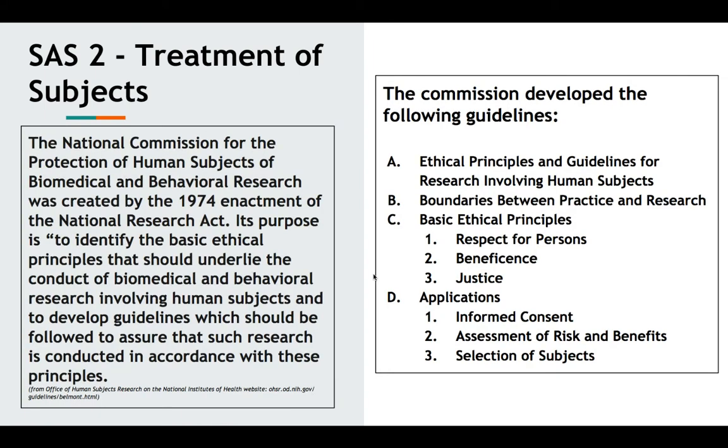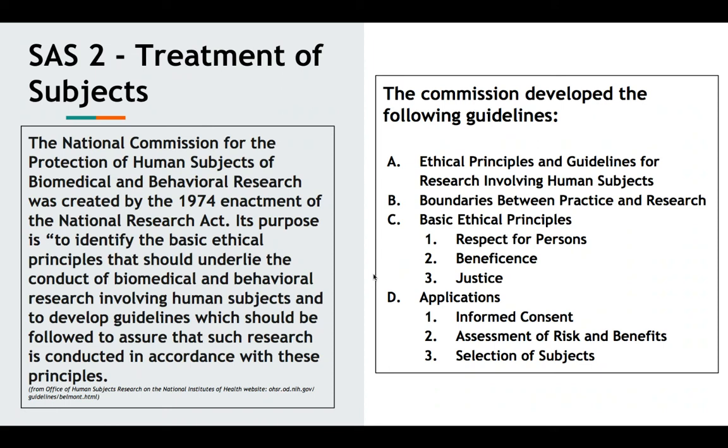So this is something we should really understand, and I would write this down on the right side of this page and understand exactly what it means. This is the gist of this lesson. We're talking about the treatment of subjects. When we say the treatment of subjects, we're talking about humans, and this can also go along with animals too. The National Commission for the Protection of Human Subjects in Biomedical and Behavioral Research was created by the 1974 enactment of the National Research Act. Remember where it came from and the year it came. That will be on the test.